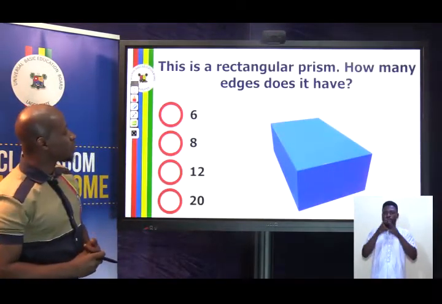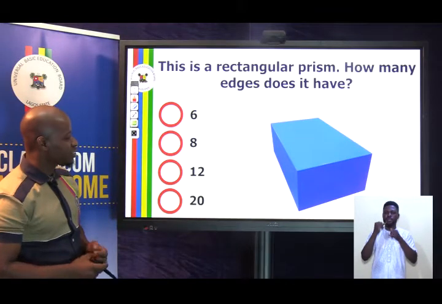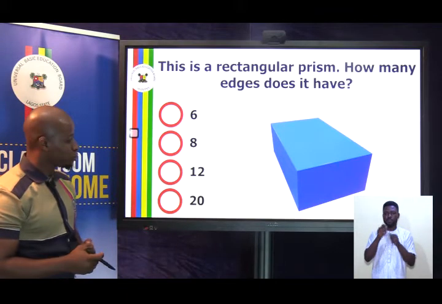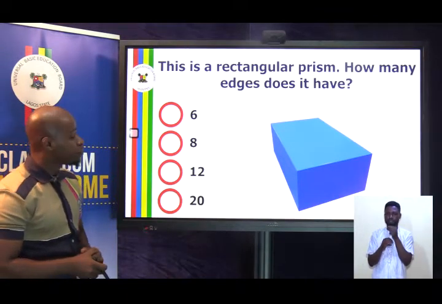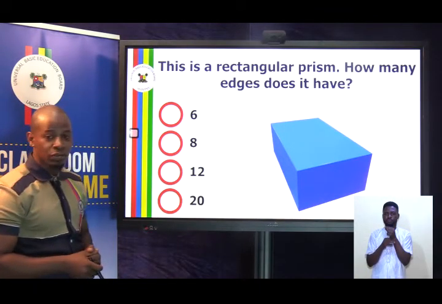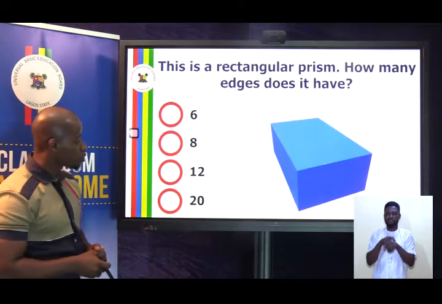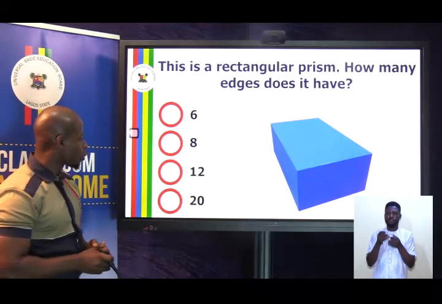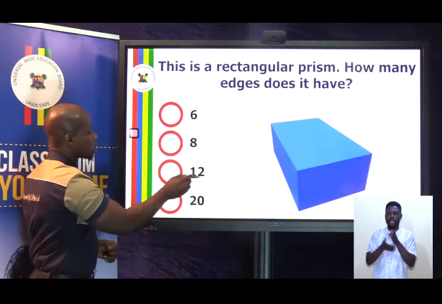This is a rectangular prism. How many edges does it have? Like your matchbox. So if you can quickly pick one and count, good for you. I'll give you some seconds to think about it or to count. And now I'll stop you. Let's see how many edges it has.